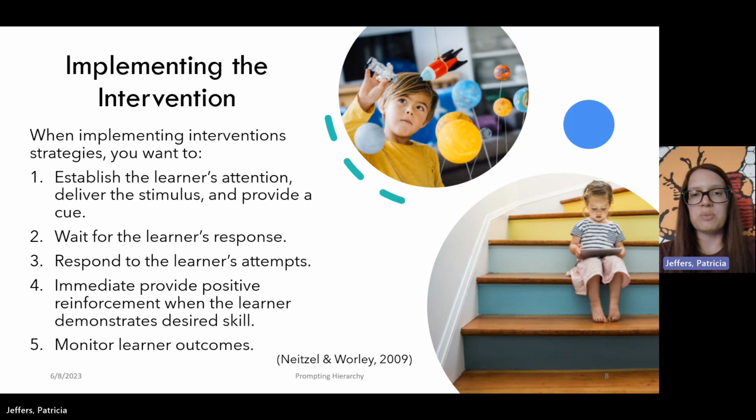Consider the following when implementing intervention strategies. Establish the learner's attention by either saying look or saying their name. Deliver the stimulus and provide a cue. Then wait for the learner's response, and respond to the learner's attempt. Immediately provide positive reinforcement when the learner demonstrates the desired skill. And always monitor your learner's outcomes.